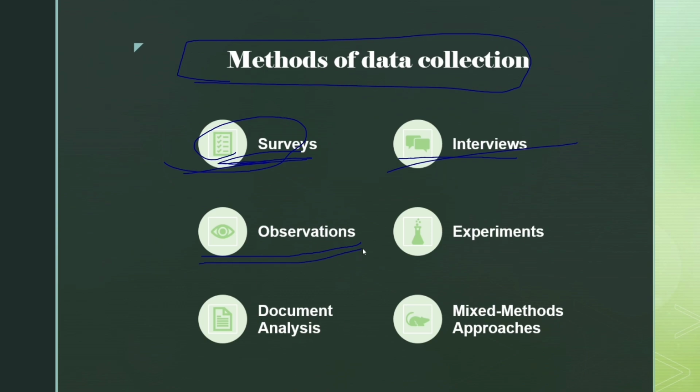Next, experiments. Experiments involve manipulating one or more variables and then measuring the effect on other variables under controlled conditions. Experiments allow the researcher to establish cause and effect relationships between variables and control for other factors. But experiments may be resource intensive, or they may not reflect real world conditions, and ethical considerations may limit the type of experiments that can be conducted.